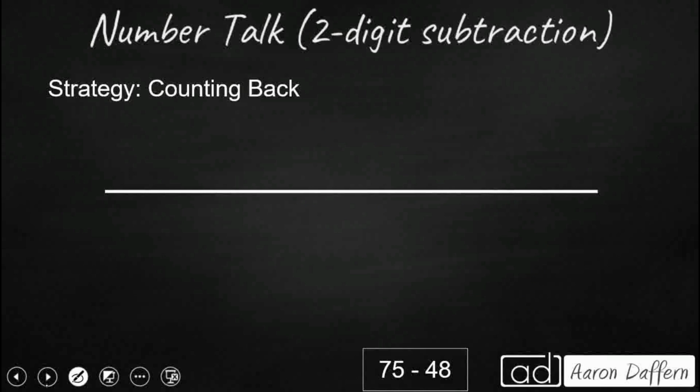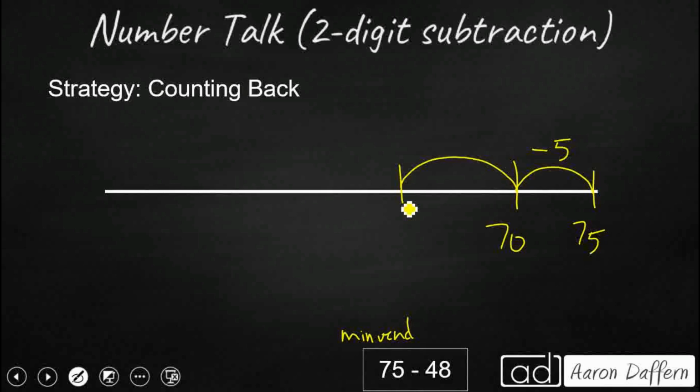Next, we've got counting back, and it's basically the opposite of adding up. We start with our minuend here. Remember, our minuend is our first number, and we're going to count back. We're going to go to the next 10, so that's going to be a minus 5. Let's just do some jumps of 10. Sometimes it's easier to do jumps of 10 rather than one big jump. So we're going to go to 60. And then we're going to take another jump of 10. We're going to go to 50. And those are all the different jumps we can take from 10.